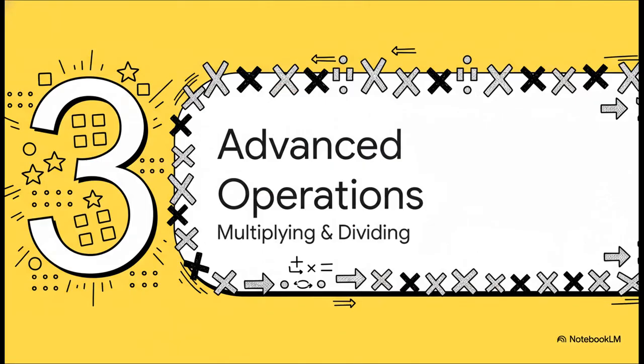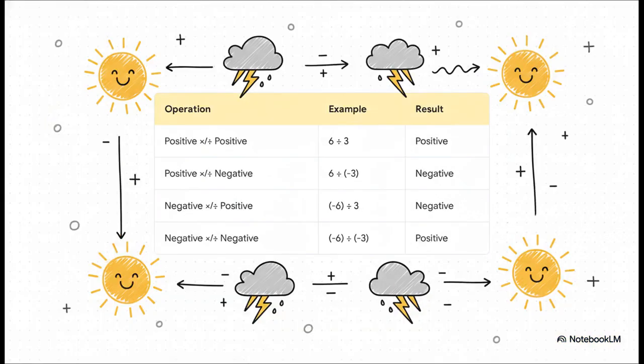Now we can build on that and get into our next section, multiplying and dividing. And seriously, don't let that word advanced trick you. The rules here are actually even simpler. This little table says it all, but here's the only thing you really need to remember. When you multiply or divide, if the signs are the same, so 2 positives or 2 negatives, your answer is always positive. If the signs are different, 1 positive and 1 negative, your answer is always negative. That's it. That is the entire rule.